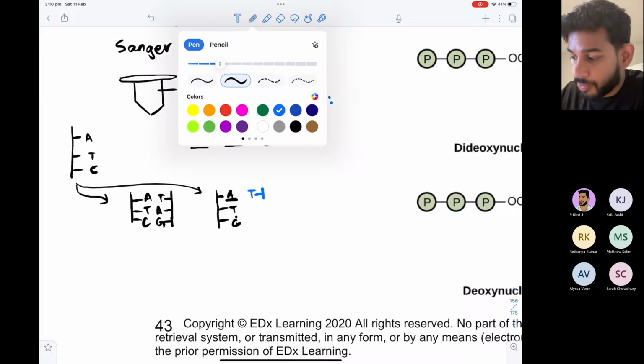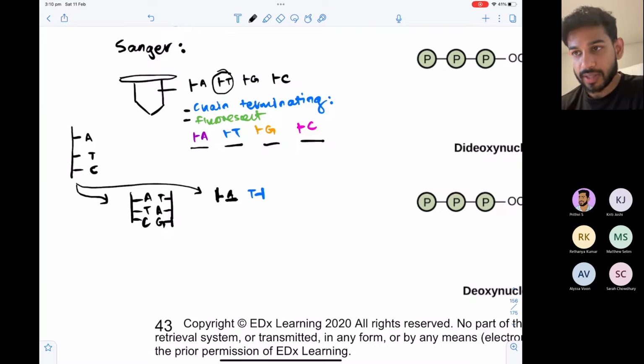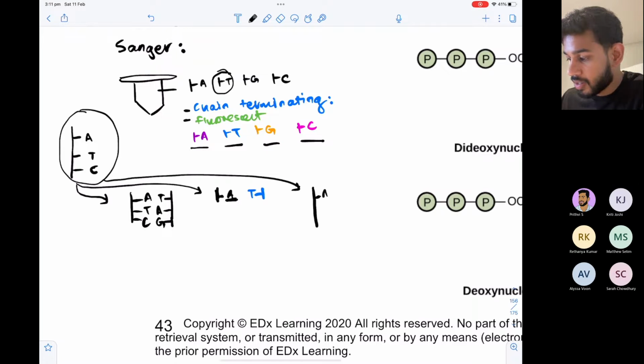Now remember, there are two properties of these fluorescent nucleotides. They're fluorescent, meaning they shine bright in a specific color, and they're also chain terminating. So the second they bind to that DNA position, the rest of the chain stops. It terminates, and you end up with this sequence of DNA that's prematurely terminated because of this fluorescent chain terminating T.